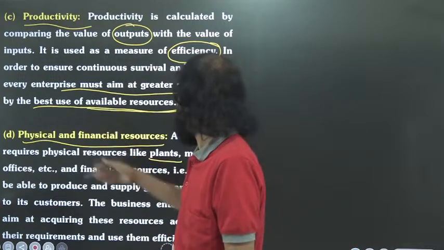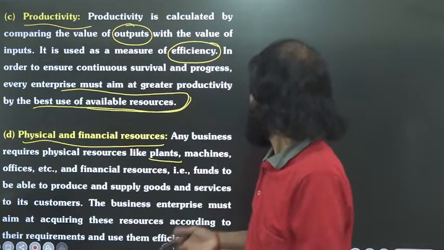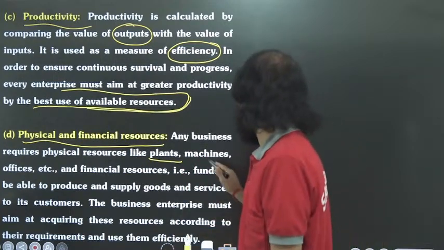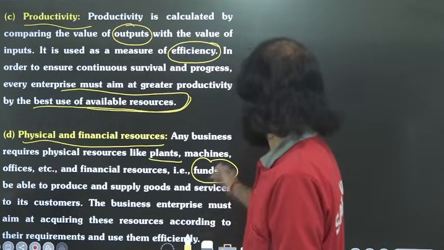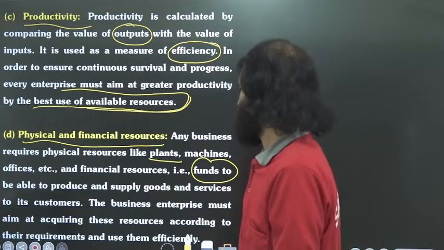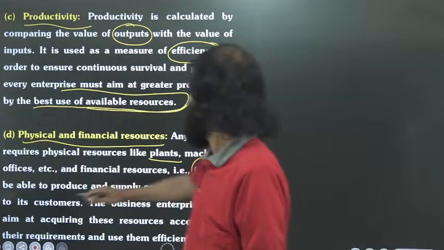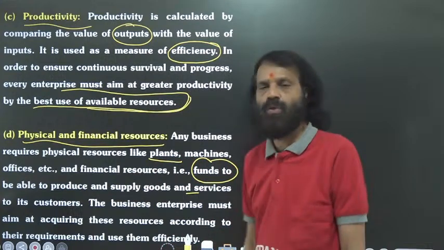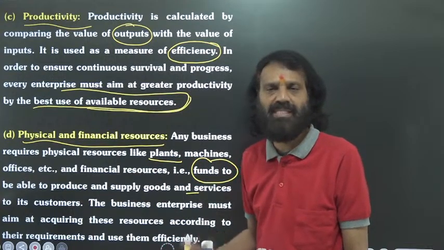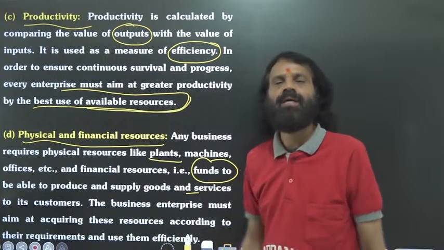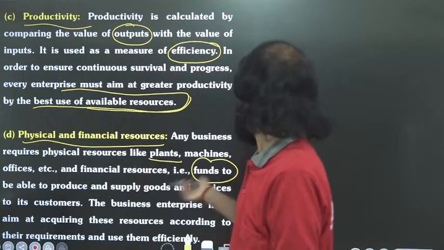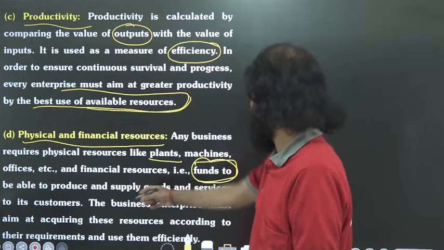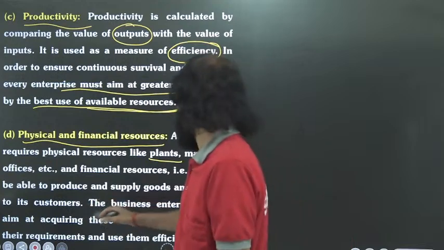Then another one is financial resources. If anyone wants to start a business, of course funds are very necessary. Funds mean wealth, money, all those amounts you want, to be able to produce and supply goods and services to customers. If you have enough funds to run a business, of course then everything will come. The physical resources will come to you only when you have proper funds. The business enterprise must aim at acquiring these resources.